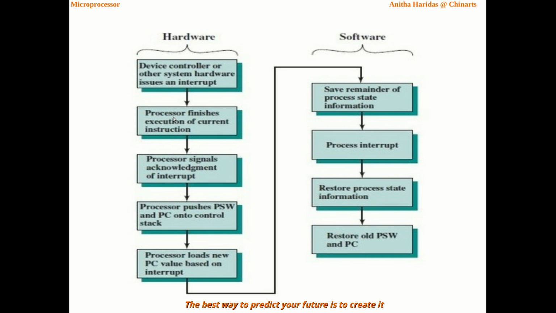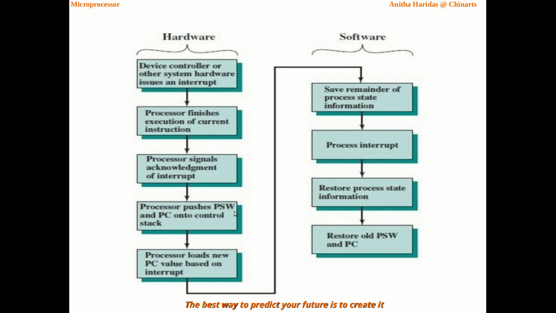And then the processor finishes the execution of the current instruction. This is very important. Even though the interrupt happens in between the execution of an instruction, the instruction will be completed or finished by the CPU. Only then does the processor signal the acknowledgement of the interrupt. In between the program, the interrupt can be acknowledged, not in between the execution of an instruction.